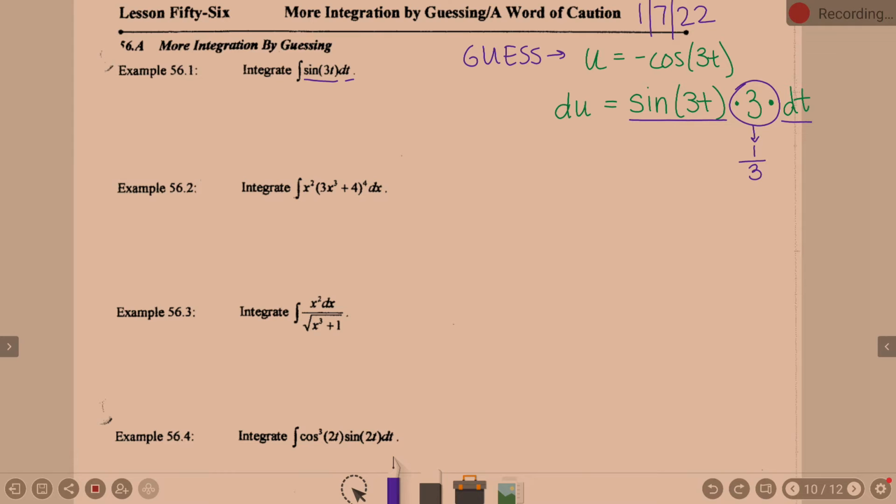So our guess was negative cosine of 3t. The only thing we were off by is a 1/3. So basically, we take our guess, and we have to include a 1/3 as a factor in front of it. So my answer here, instead of negative cosine of 3t, is going to be negative 1/3 cosine of 3t. And because it's an indefinite integral, plus c.